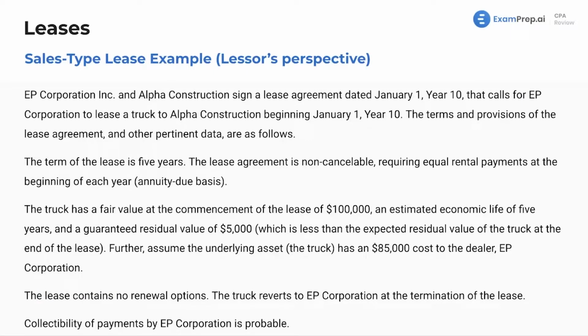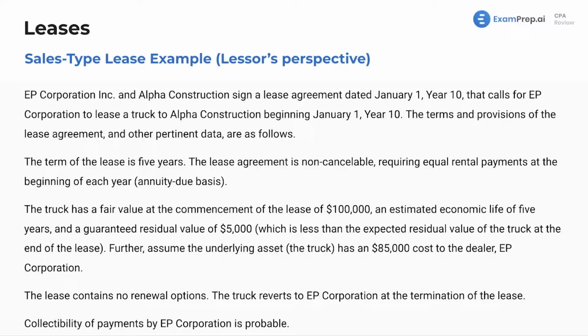Last example here. Now, this is a sales type lease going back to EP Corporation and Alpha Corp. This is the same exact question as the finance lease we started with. So don't worry, this is the same information, same everything. But now this is from the lessor's perspective. And from the lessor's perspective, it is a financing lease with the subcategory of sales type lease.